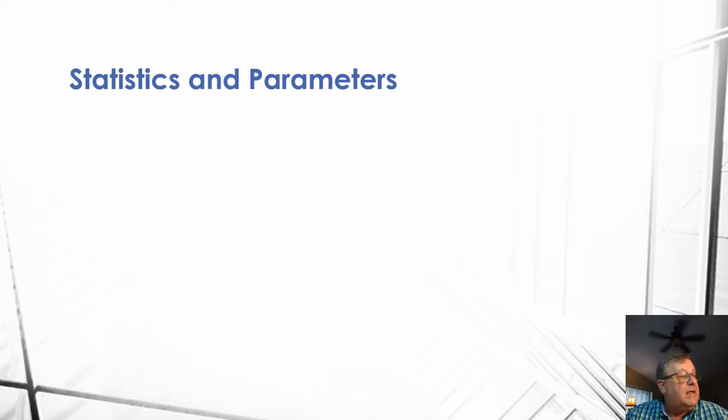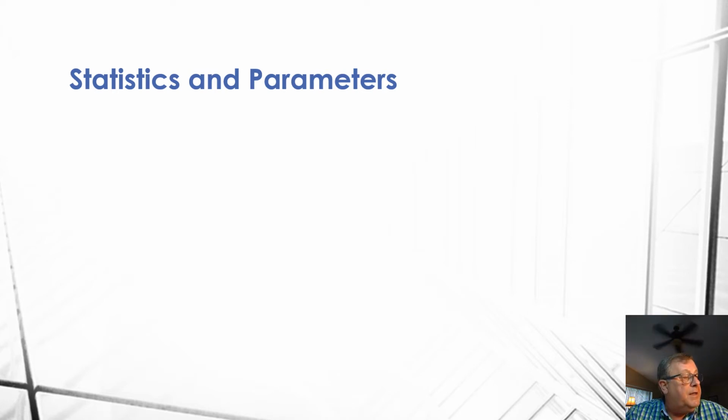And then a statistic. A statistic is a measure that describes the characteristics of a sample. So statistics and sample go together, S and S. And then parameters are measures that describe a characteristic of a population. Population parameters, sample statistics.